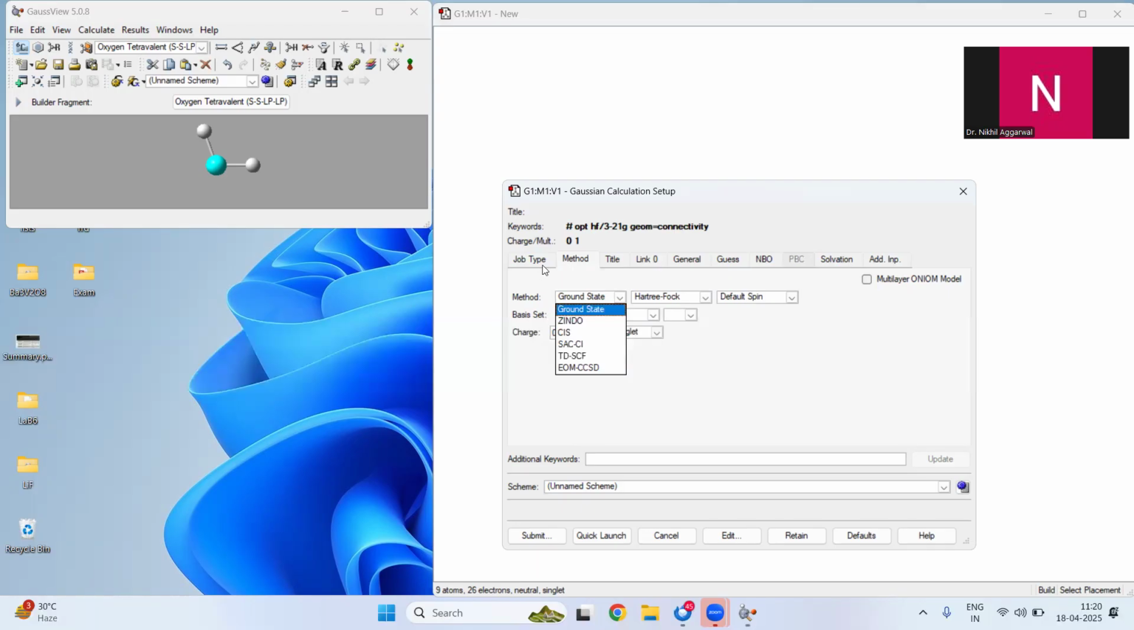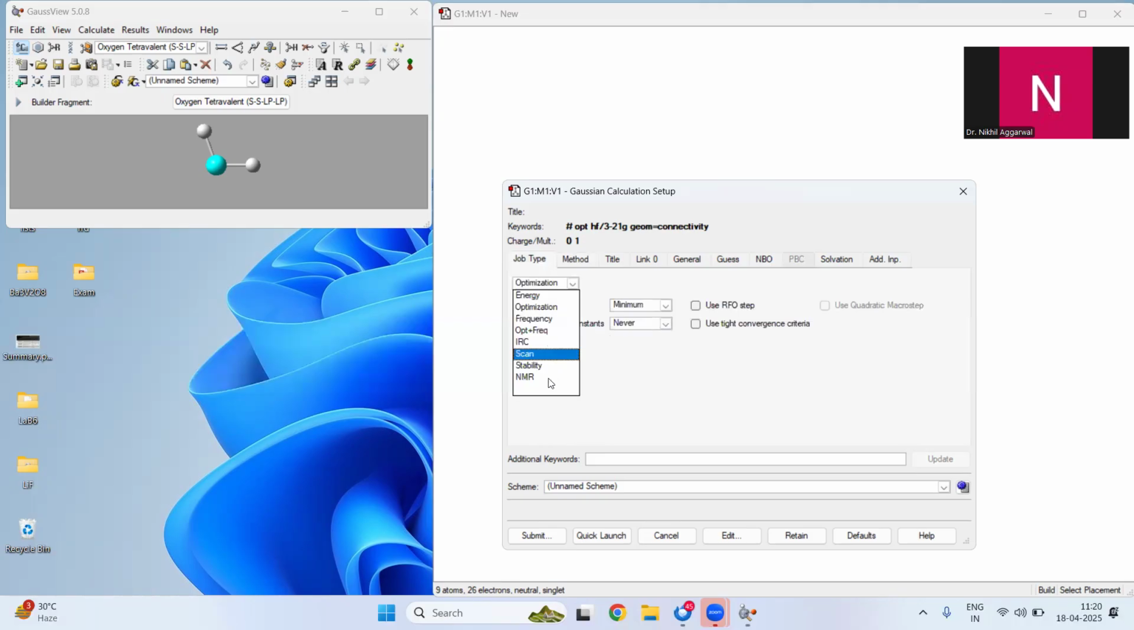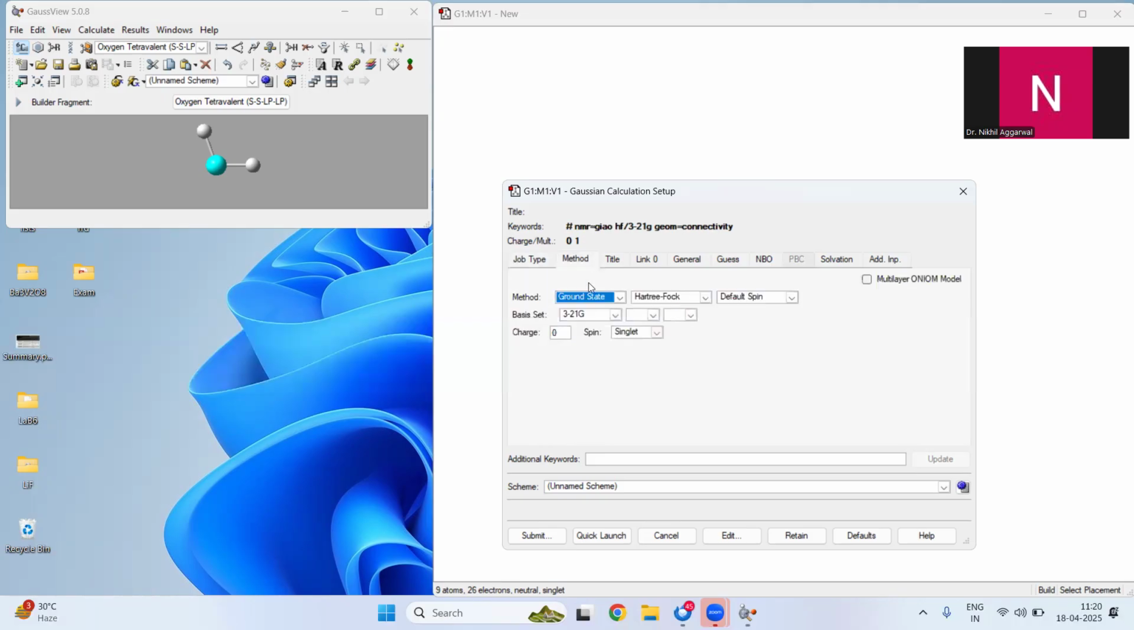Participants, have a look onto my screen. So if I select NMR over here, under the method, you won't be able to see the TDSCF here because NMR calculations are performed at a ground state level because there is no electronic energy level change. I'll revert back to the optimization and come back over here.